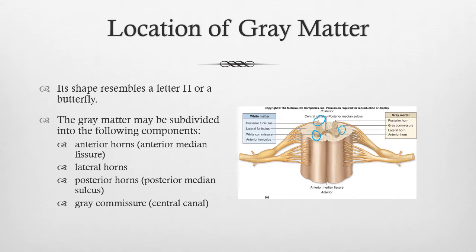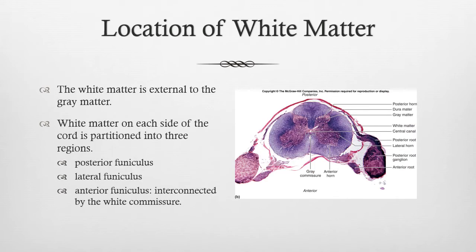The anterior horns are sending all information for motor. The posterior horns are sensory. And then those lateral horns carry sympathetic nervous system information.